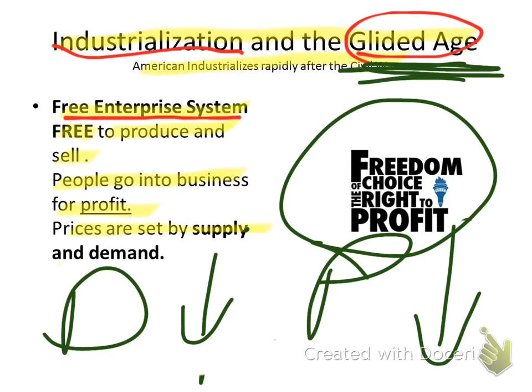So, freedom of choice, the right to profit. That's the free enterprise system. All right, let's move on to our next slide.